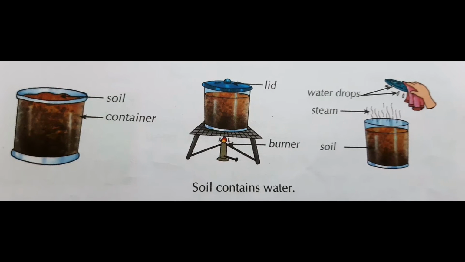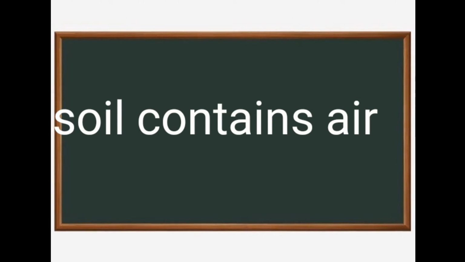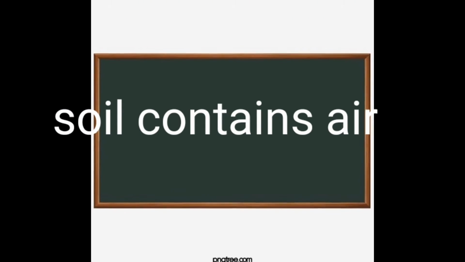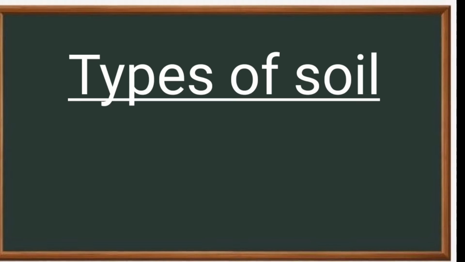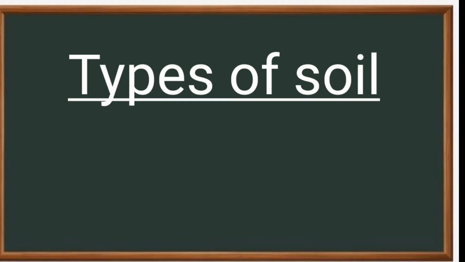Now, soil contains air. To show this, you take some garden soil in a container and pour some water over it. As you do this, you will notice bubbles forming in the soil. Bubbles are formed because the trapped air present in the soil escapes as bubbles, and this shows that soil contains air. Now we come to types of soil.